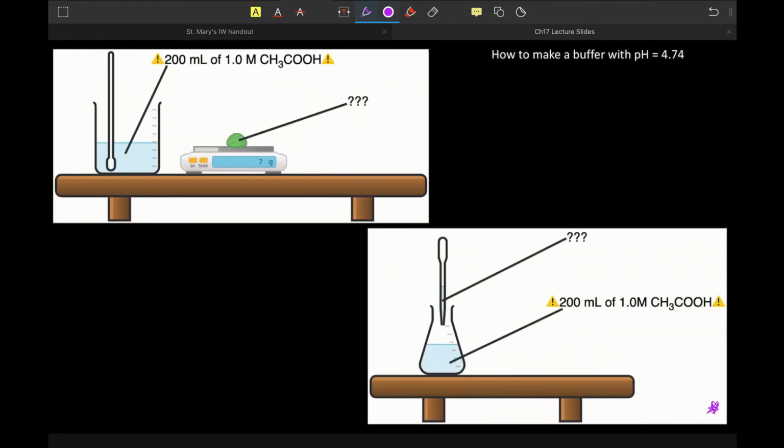So then that brings us to how do we make a buffer, right? Because obviously we've got to be able to do that. We know what it's made of. We know how it works. How do we make one?